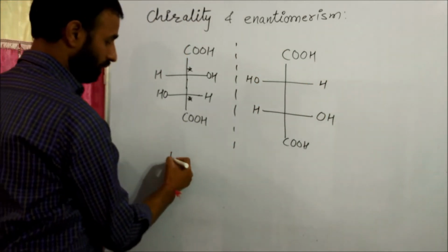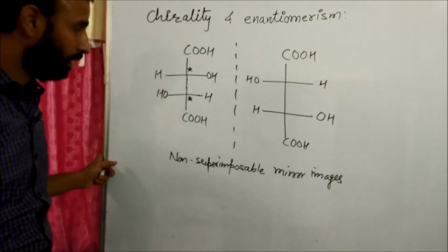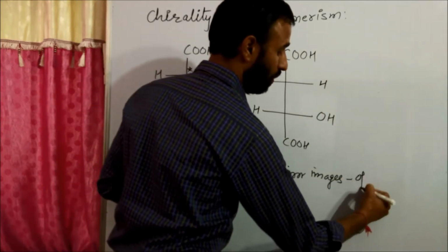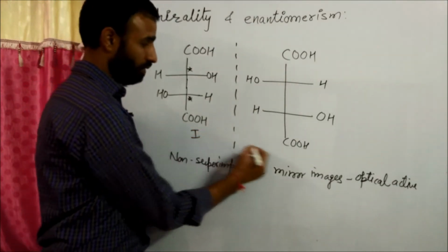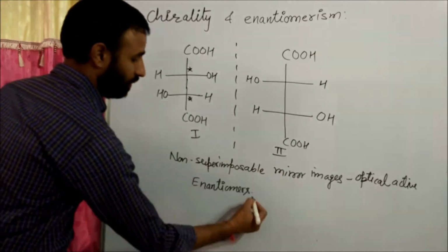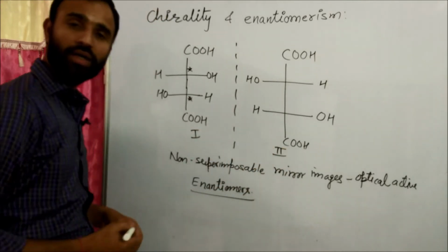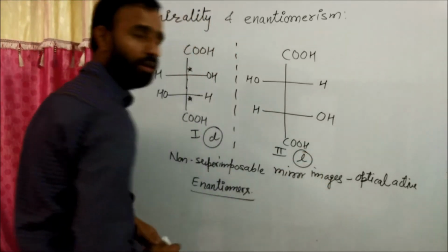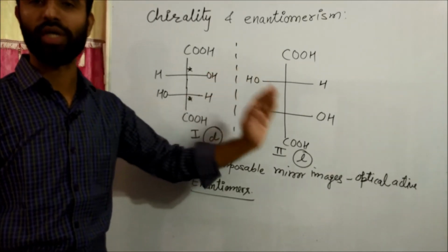So these are non-superimposable mirror images. This means the molecule is dissymmetric, and that is why they are optically active. And such isomers which are non-superimposable mirror images are known as enantiomers. They are known as enantiomers. So 1 and 2 are enantiomers. One rotates to the right and the other rotates to the left by equal degrees. One rotates clockwise, then the other rotates anti-clockwise.